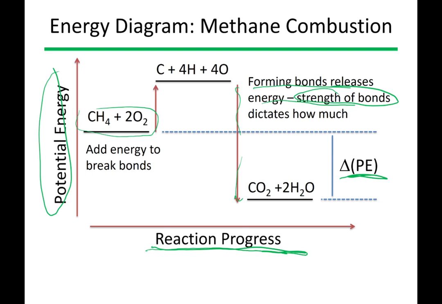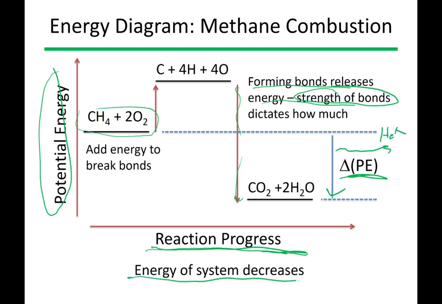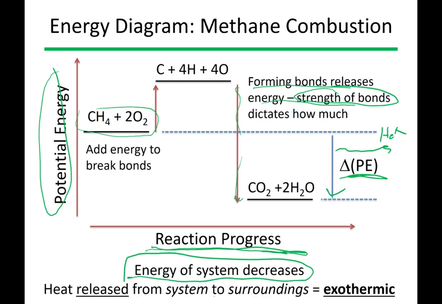And since energy overall can't be created or destroyed, this potential energy that is lost from the system has to be released as heat. So the energy of the system decreases, so that has to go somewhere. And that, in this case, will be to the surroundings as heat. And if heat is released to the surroundings, we call this an exothermic reaction. We'll revisit these terms in a little bit.